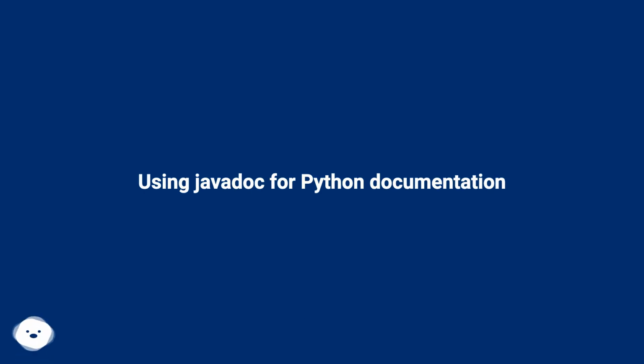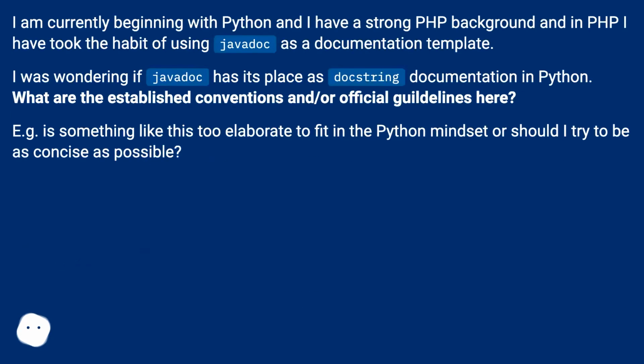Using Javadoc for Python documentation. I am currently beginning with Python and I have a strong PHP background, and in PHP I have taken the habit of using Javadoc as a documentation template. I was wondering if Javadoc has its place as docstring documentation in Python. What are the established conventions and/or official guidelines here?